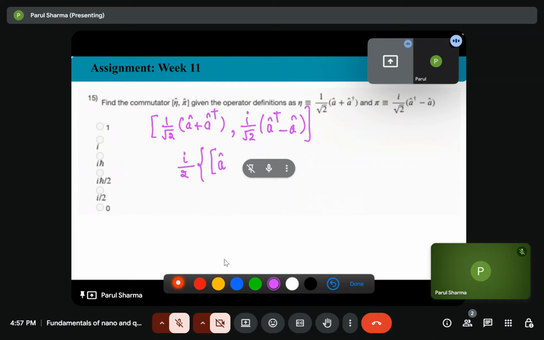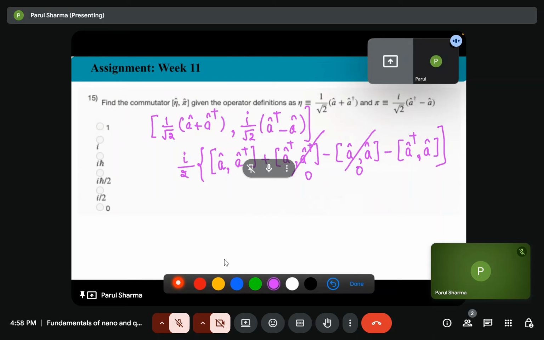So first of all, a will go with a dagger, then plus a dagger with a dagger, minus a dagger with a dagger, minus a dagger with a. So these computations of the same operators commutation is 0, because a dagger minus a dagger is 0. So this is 0.